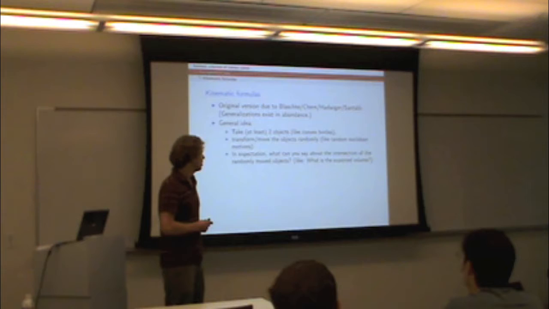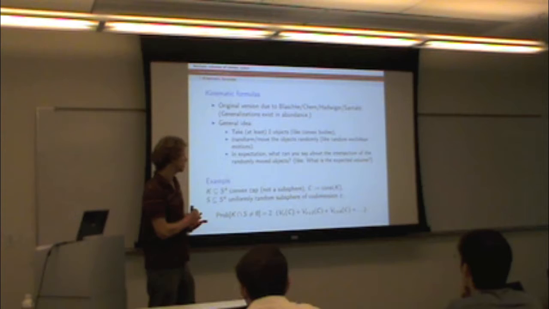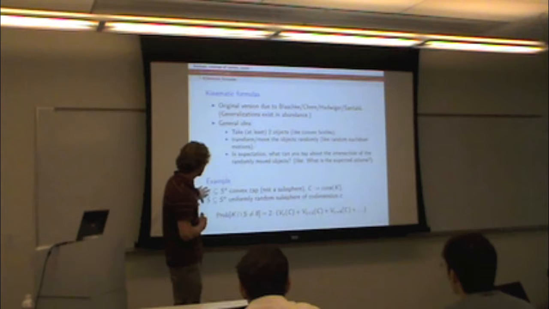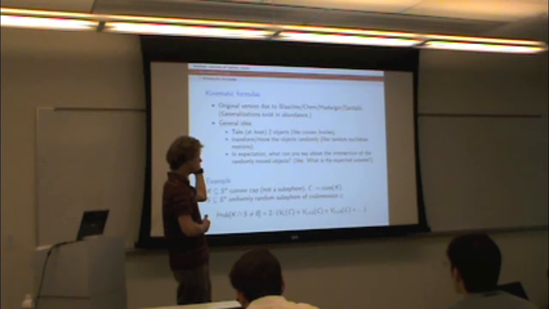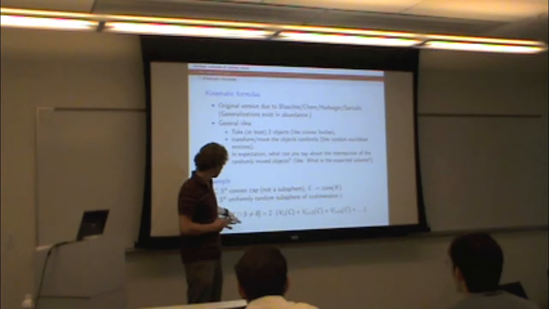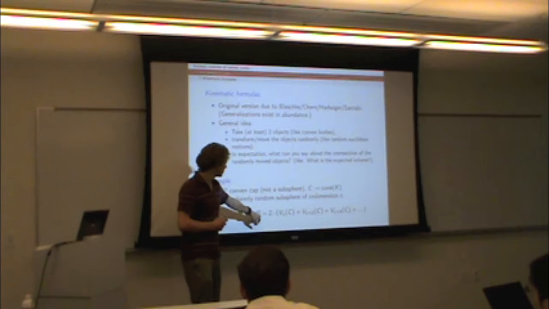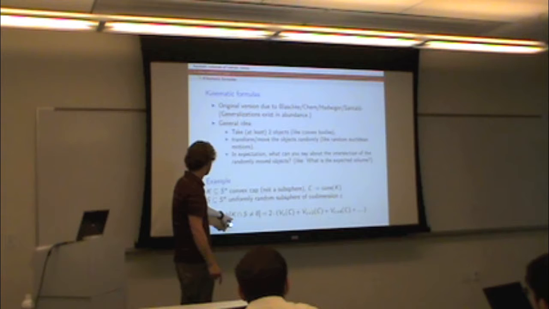Okay, just one example. You can ask about the expected volume, but you can also ask what's the probability that they intersect at all. Right? That's the form that I would like to present here in this first one. So if you take a convex K in S^n, and you take a uniform random subsphere, so now K is fixed, and S is sort of like a random subsphere, say of codimension c. So c is the codimension of the subsphere. Right? And then you ask, what's the probability that the intersection of this fixed set K and this random subsphere is non-empty? Well, this just says that you look at the intrinsic volumes starting at the codimension c. Now C is the cone defined by K.